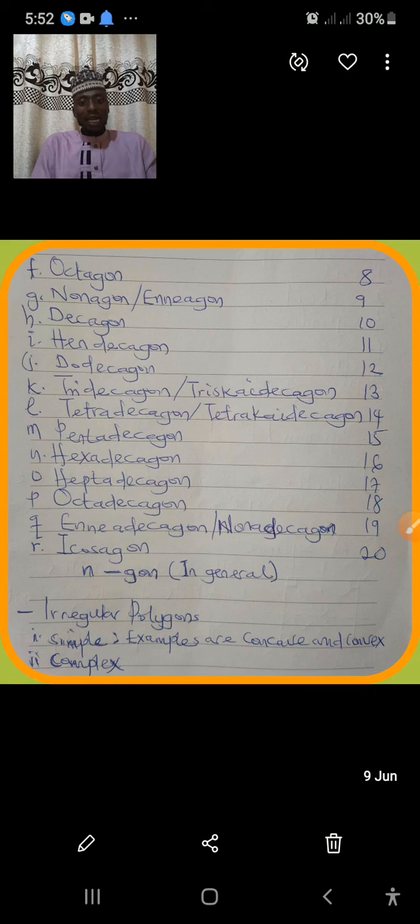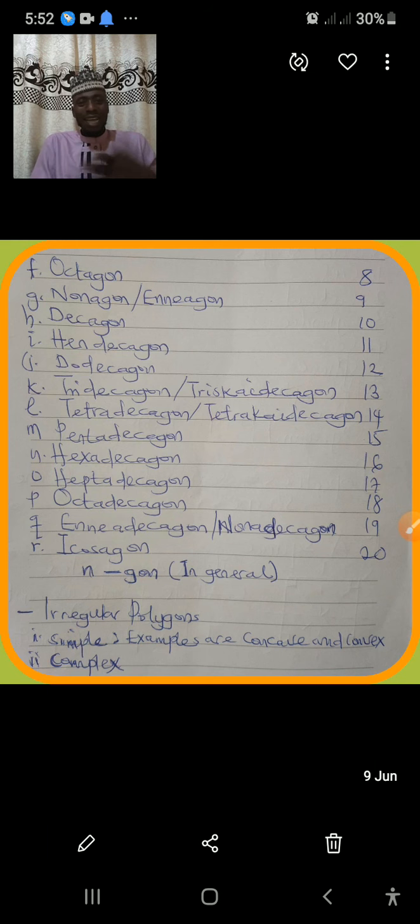We have tetradecagon, we have pentadecagon, we have hexadecagon, heptadecagon, octadecagon, enneadecagon or nonadecagon, icosagon 20. We also have a lot of them. Hectagon, that's 100. So pentacontagon, I think that's 50.